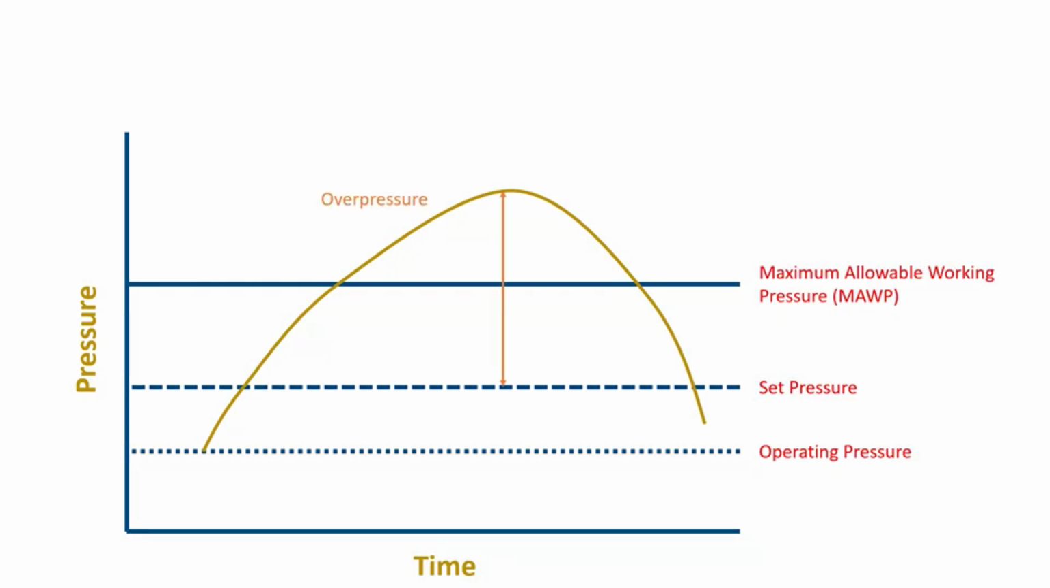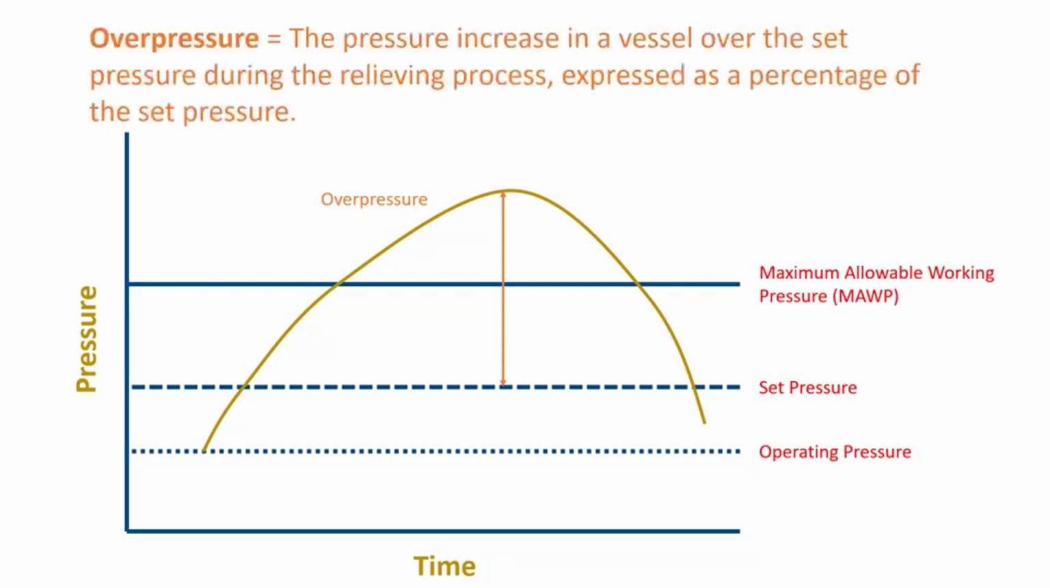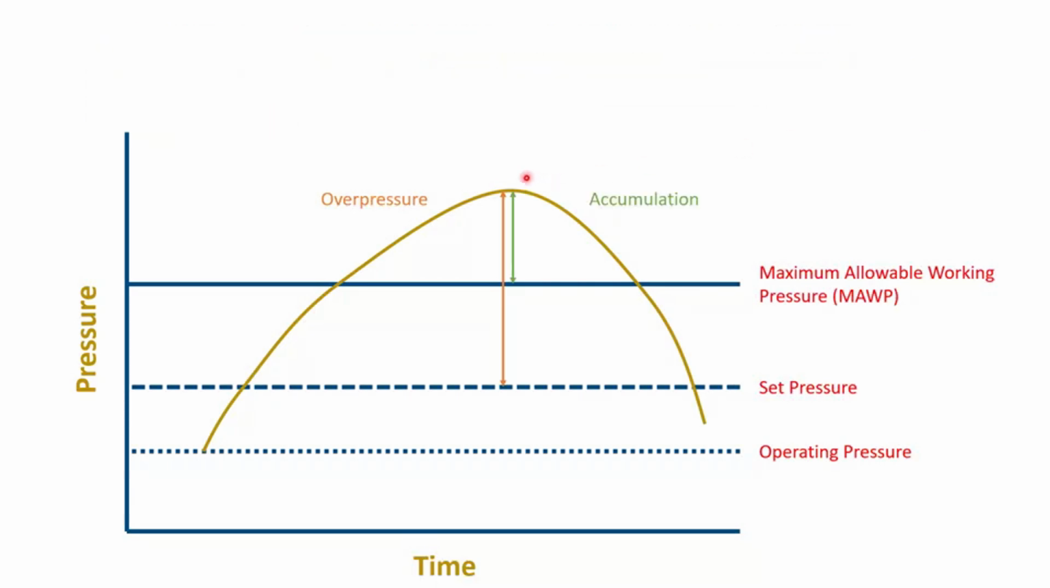So the difference between the set pressure and the peak we see here on this pressure versus time curve is called the overpressure. The overpressure is the pressure increase in a vessel over the set pressure during the relieving process, and it's typically expressed as a percentage of the set pressure. The overpressure is usually a design specification for a relief device, and it depends on the pressure capability of the protected equipment.